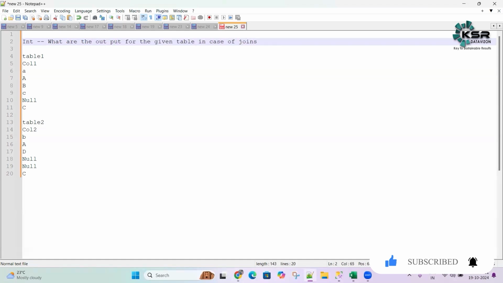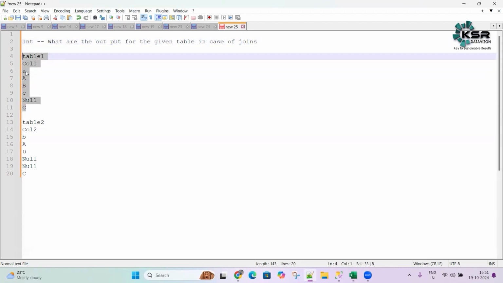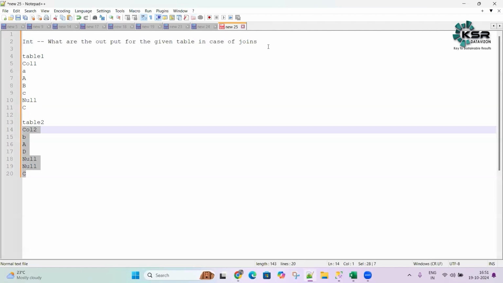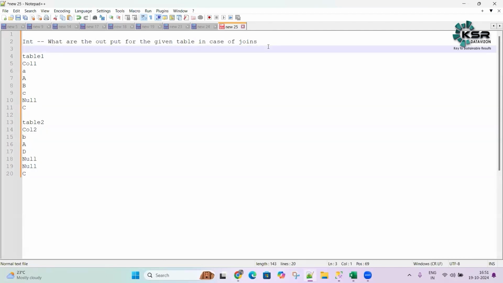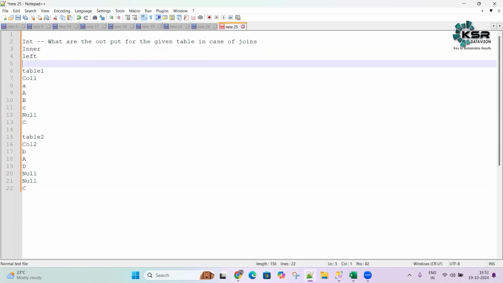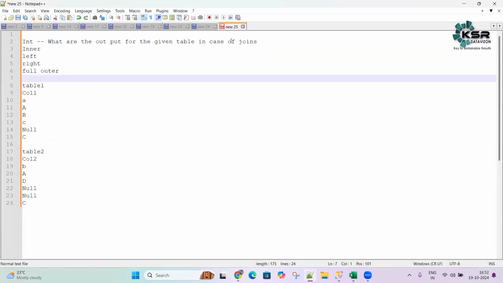Okay. So we all know joins are a very important topic in SQL. They have given two tables here. One is table one with column one, and there are around 6 records. Similarly we have table two with column two, and we have around 6 records. Now, for inner join, left join, right join and full outer join, what's the output they're asking? This is a very simple and yet tricky question.